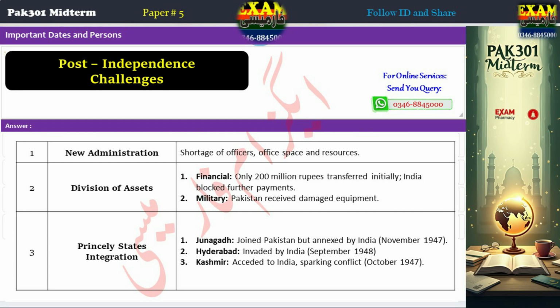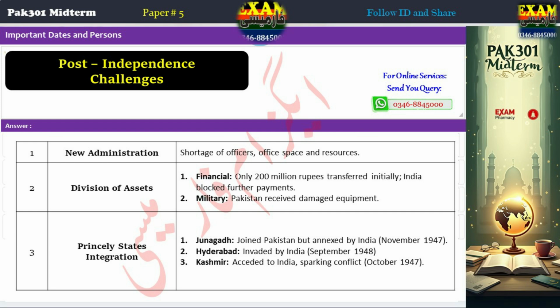Post-independence challenges: 1. New administration: shortage of officers, office space, and resources. 2. Division of assets: financial. Only 200 million rupees transferred initially. India blocked further payments. Military: Pakistan received damaged equipment.